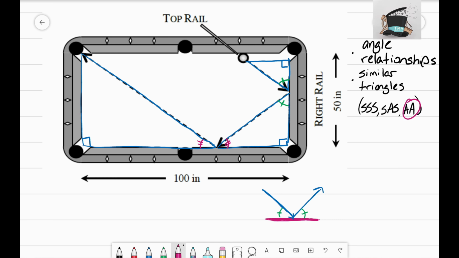Alright, so that's my hint for you. I'm not going to spoil the whole problem, but these are some of the ideas that I want you to realize, right? When you have a pool table and the ball is traveling across the pool table, we have angle relationships and similar triangles happening.